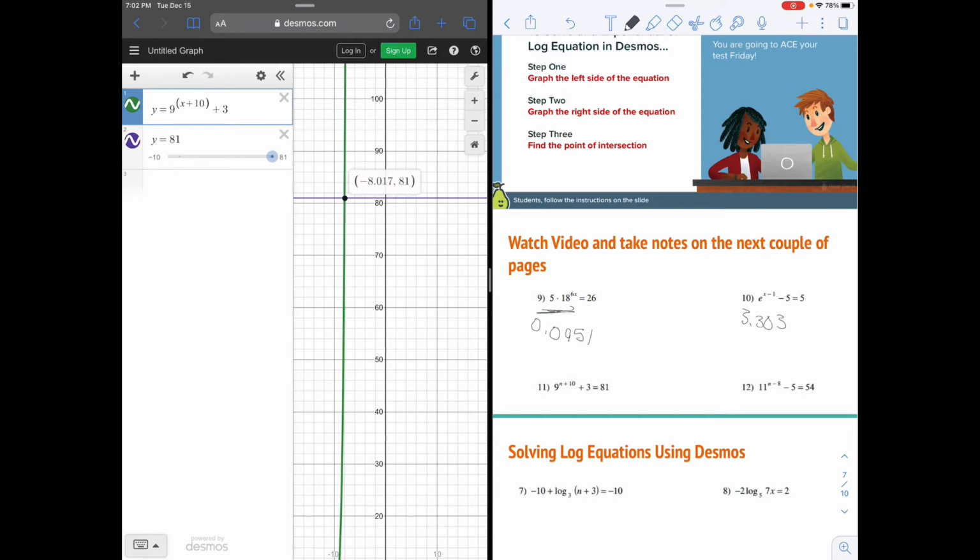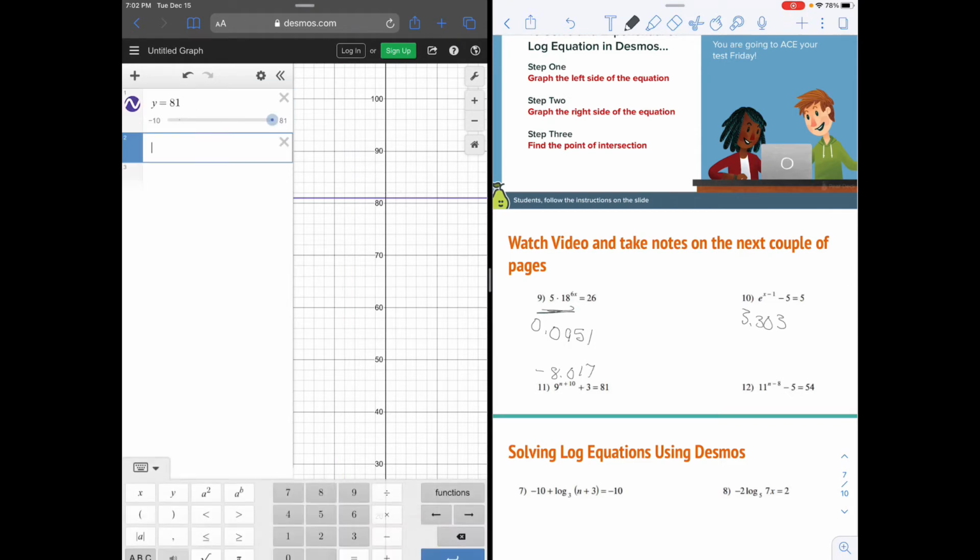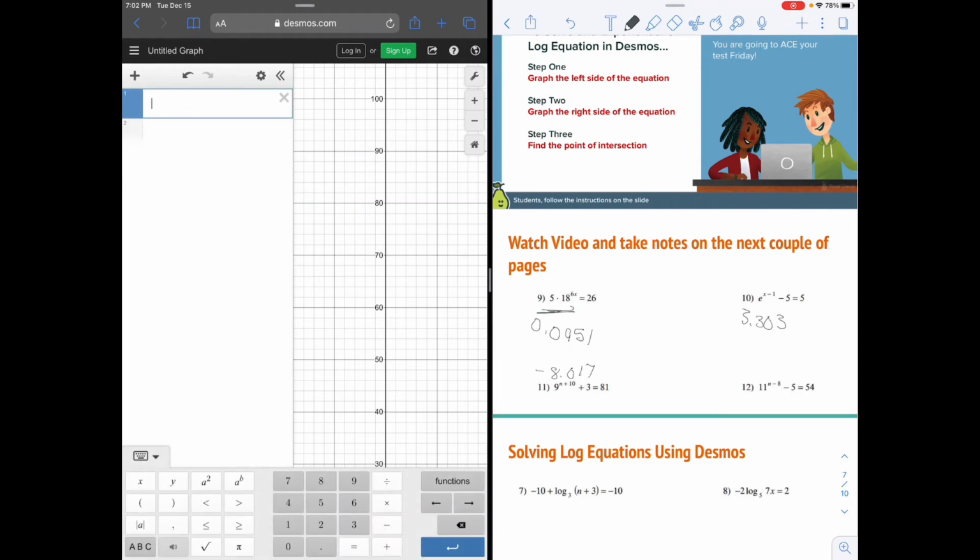So it intersects at negative 0.017. Notice I'm only putting the x value. I don't worry about the y value. Okay, so the next one is y equals 11. See if I get this right.